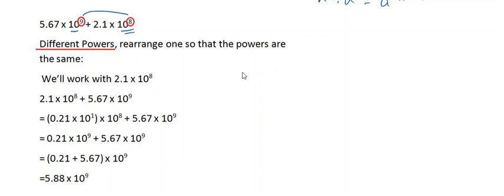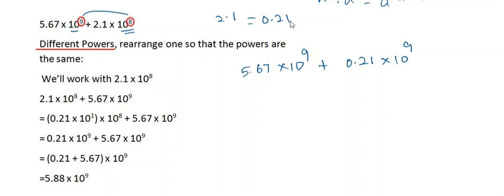So we have 5.6 into 10 power 9 plus, now we need to convert this into 10 power 9. So what we can do, one step you can go to the left. So make it 0.21 into 10 power 9. Are you able to follow? Because 2.1 can be written as 0.21 into 10, and therefore 10 power 1 into 10 power 8, 10 power 9. So that is the conversion.